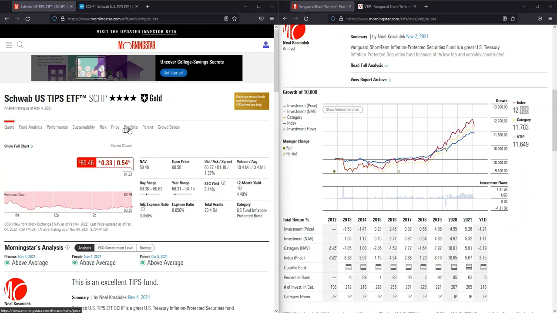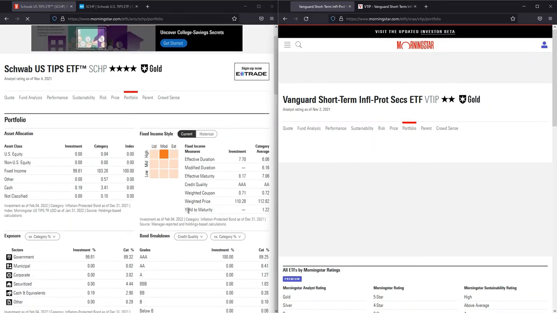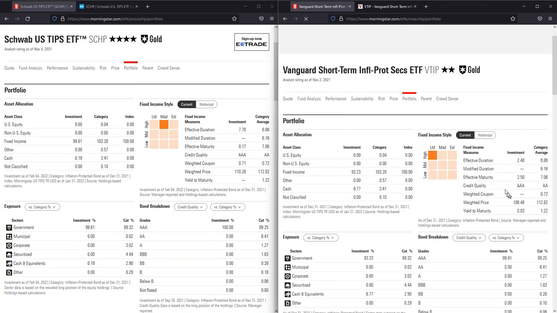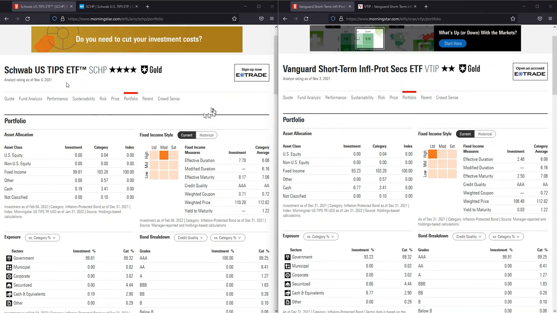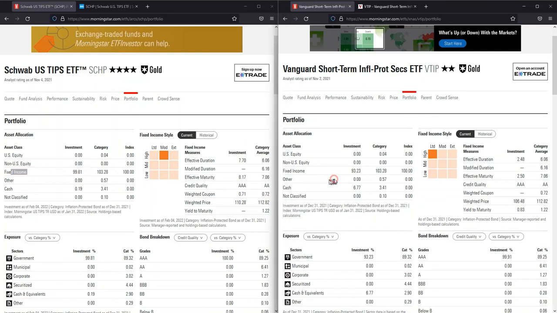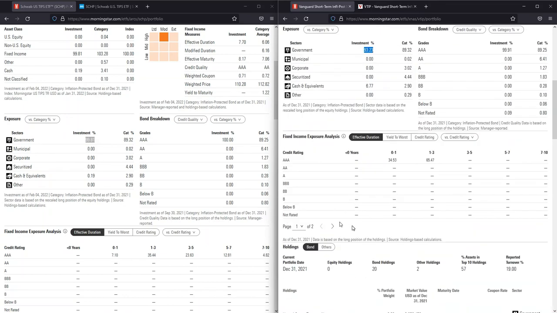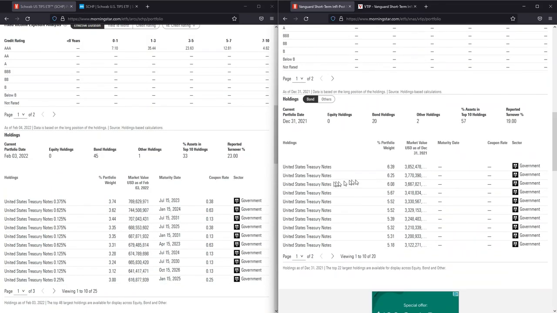Now let's go back over to the portfolio page. For the SCHP, we see that 99.88% is invested into fixed income, very little into cash, and 93.23% for VTIP is invested into fixed income with 6.7% left over in cash, both government bonds. And if we go to the holdings, there isn't too much detail here. It pretty much just says US Treasury notes.